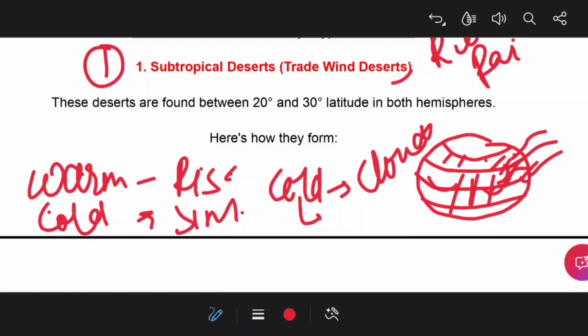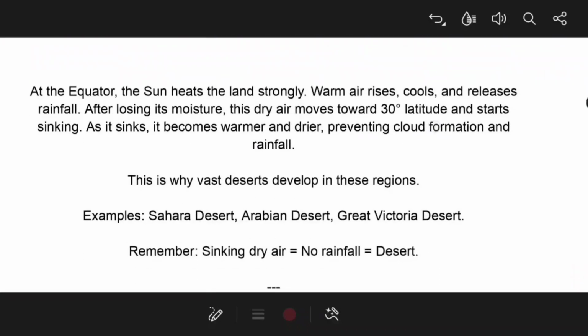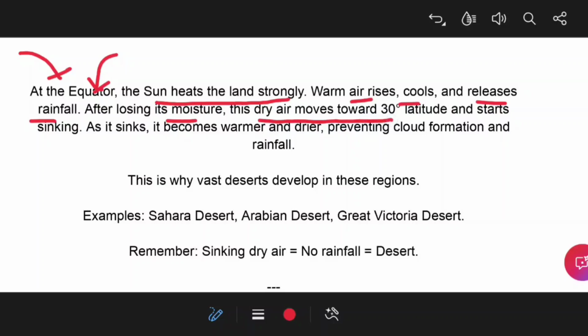So these deserts are found between 20-degree and 30-degree latitude in both hemispheres, that is the northern hemisphere and the southern hemisphere. But how they form is very, very important, that you should know. What happens is that at the equator the sun's heat strongly heats the land, right? Then warm air will rise, cool and release rainfall. Now this is about the equator. After losing its moisture, this dry air will move toward the 30-degree latitude and start sinking. That means this is the equator.